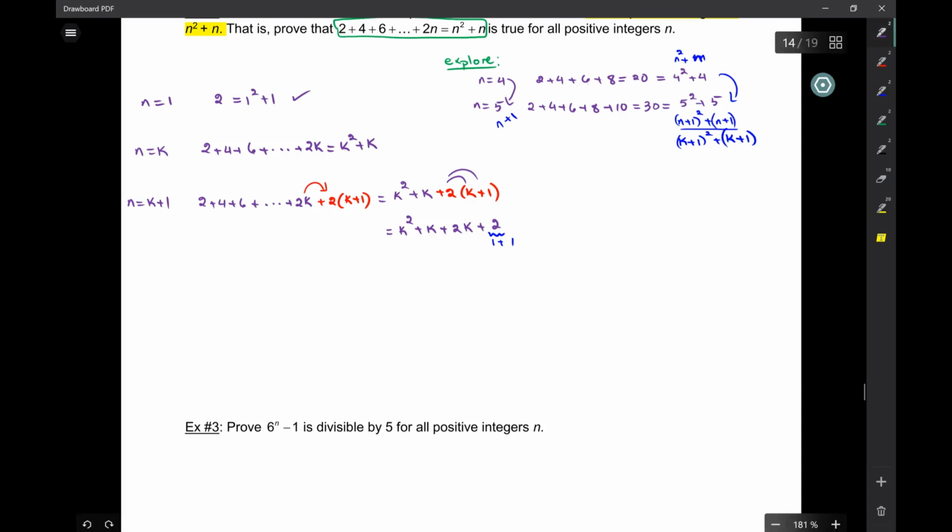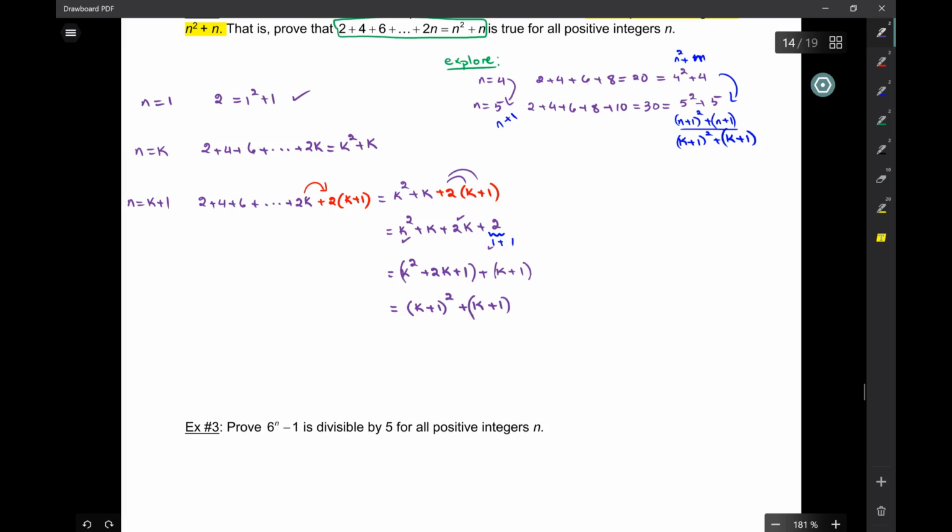So now look at what you do. I'm going to group the k squared, the 2k, and one of these 1s. I'm just going to write those together. Plus, what do I have left? A k plus 1. Oh my God, look, I've got the k plus 1, right? So now I factor this. Look at that. Look at what I have.